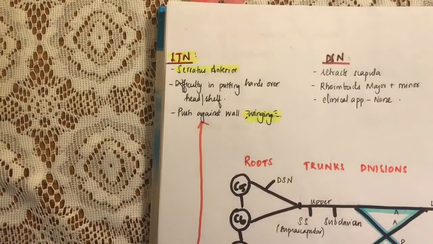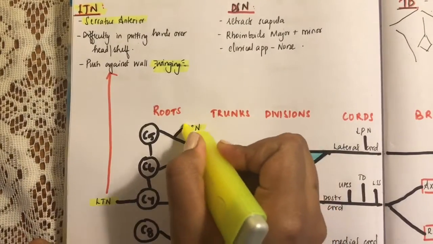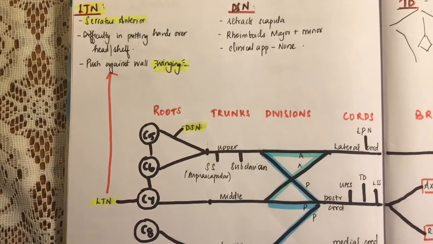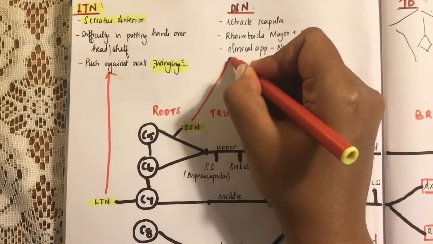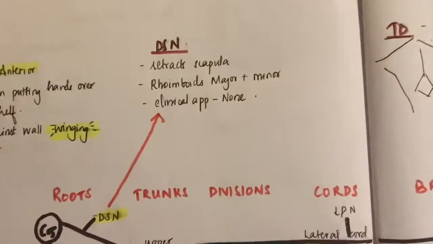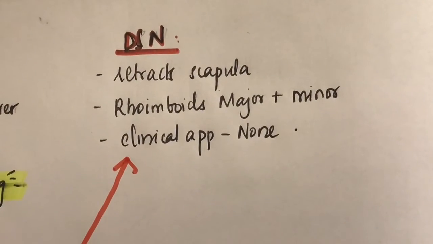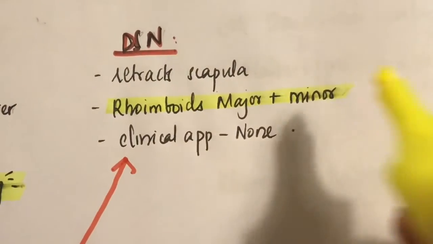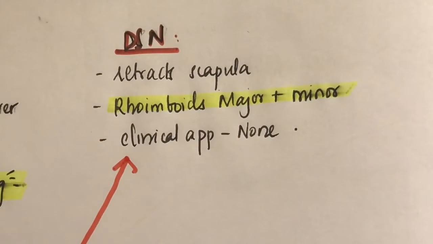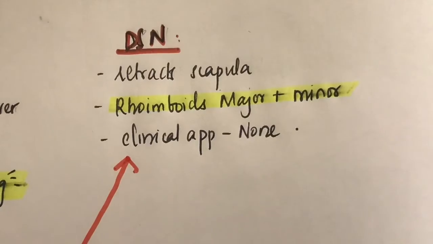Moving on to the dorsal scapular nerve injury. Here, it takes origin from the C5 root, and what the dorsal scapular nerve does is that it retracts the scapula. How does it retract the scapula? By rhomboids major and minor. From an exam point of view, there is no particular clinical application, so we won't spend too much time talking about that.